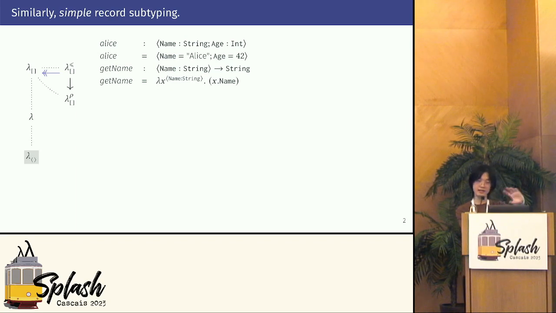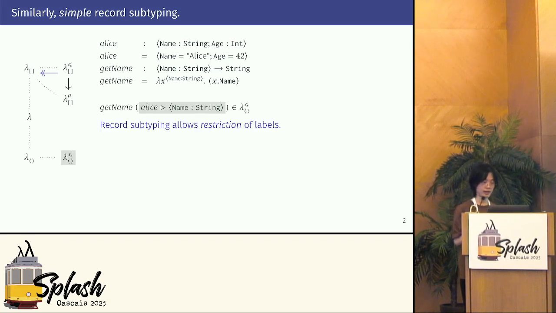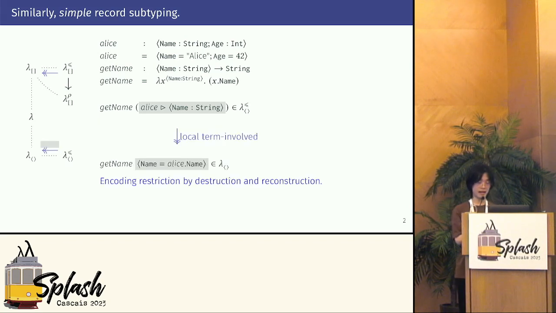And again, there is a type mismatch, so we need to add subtyping. The record subtyping allows us to restrict the labels in a record to a smaller one, so we can upcast Alice to the record type with only one label. And again, we can simulate it by using some record destruction and reconstruction. So we use projection to get the label name from Alice and construct a new record with only one label to simulate the upcast. This is well known.